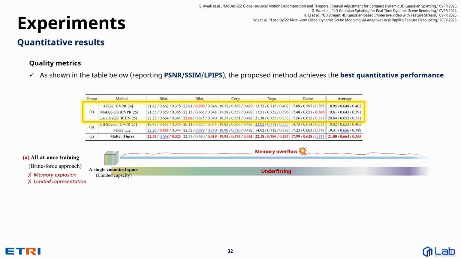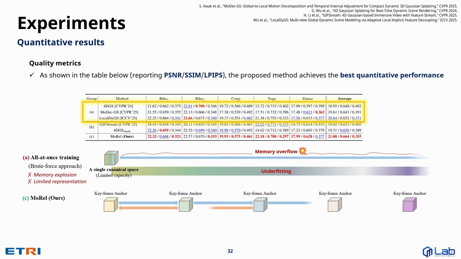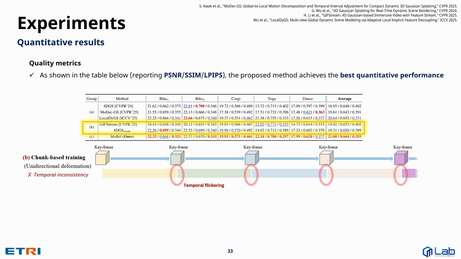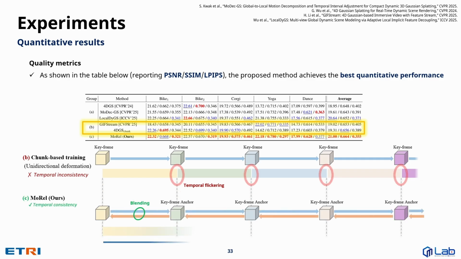First, compared with all-at-once methods, MoRel achieves the best overall quantitative performance. This is because all-at-once training tends to suffer from either memory explosion or limited representation capacity on long-range videos. In contrast, our method maintains bounded memory while preserving high representation fidelity. Next, compared with chunk-based methods, MoRel also shows superior performance. Conventional chunk-based training often suffers from temporal inconsistency and flickering at chunk boundaries. By contrast, our bidirectional blending produces smoother transitions and better temporal consistency.